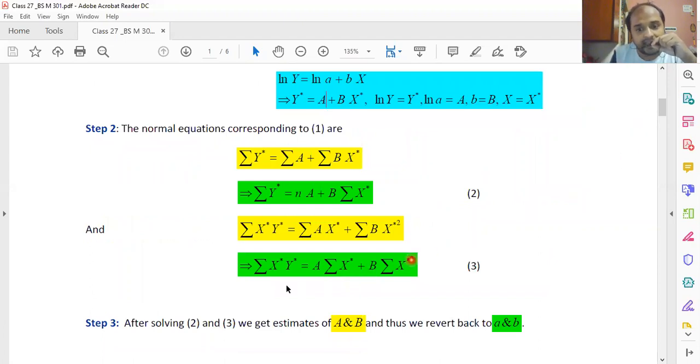But when you find capital A, you have to keep in mind that capital A is actually the natural logarithm of small a. Therefore, from there, you have to calculate the value of the parameter small a. Since the natural logarithm of small a is equal to capital A, small a will be the exponential of capital A. And once you get the estimates of the parameters small a and small b, you can put them in equation 1 to get the exponential fitting. So let us proceed with the problem.